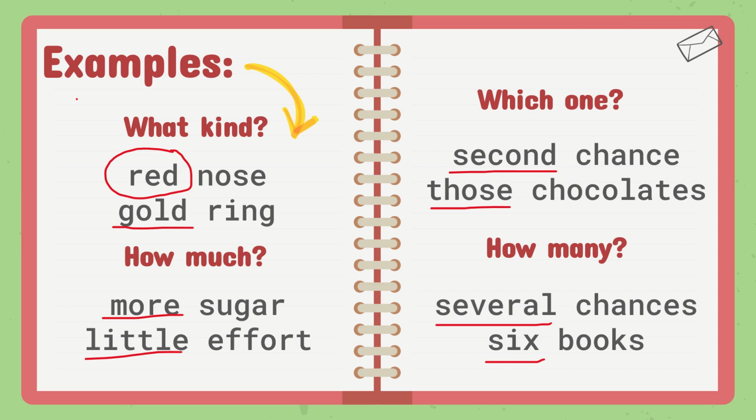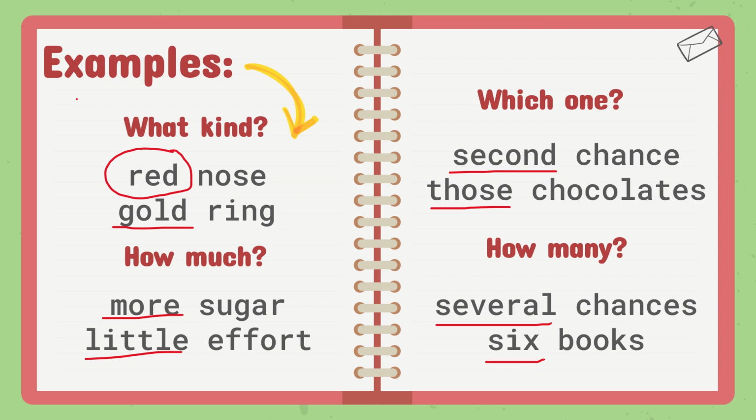Let's take a look at these examples. As we just discussed previously, adjectives tell us what kind of noun or pronoun. So let's see these examples. So we have a noun, nose, right? But what kind of nose? Red nose. Red here becomes adjective. It describes the nose, right?